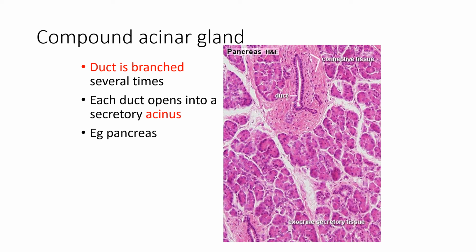Then compound acinar glands, again the duct is branched several times, and each of these ducts opens into a secretory acinar portion. This kind of gland is seen in the pancreas. You can see the secretory acini of the pancreas and cross sections of the duct in this H&E section. So the pancreas is an example of compound acinar glands.